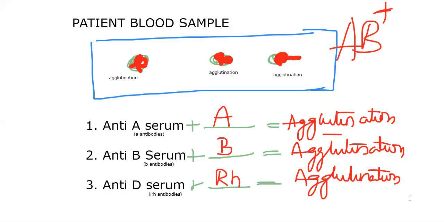Now let me write the contrast. That means I'll take one more blood sample. You have to try that. Let me take the blood sample of another person, then I'll tell the result. Patient blood sample.